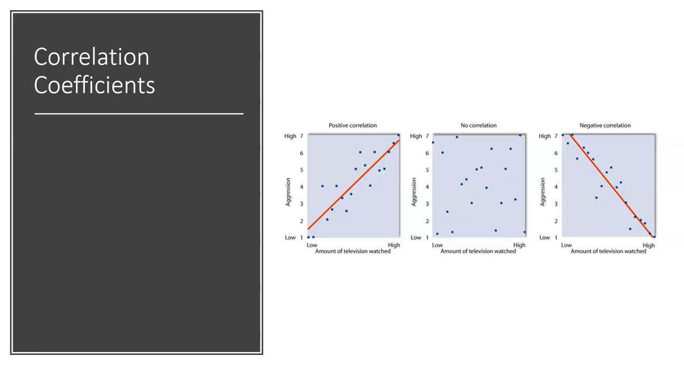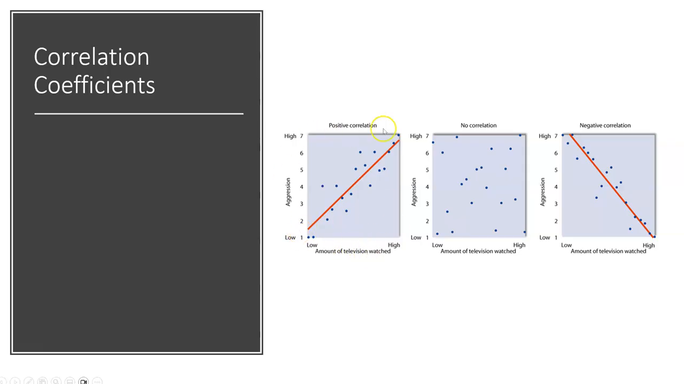So your authors provide you with this graphic that I've seen 100,000 different versions of, just showing you in image form the difference between a positive correlation, which would be this image, a negative correlation, which would be this image, and then no correlation. And here the example they're using is about media: amount of media watched, aggression as documented by observation.